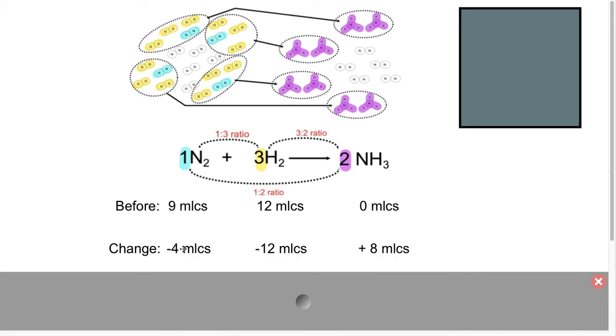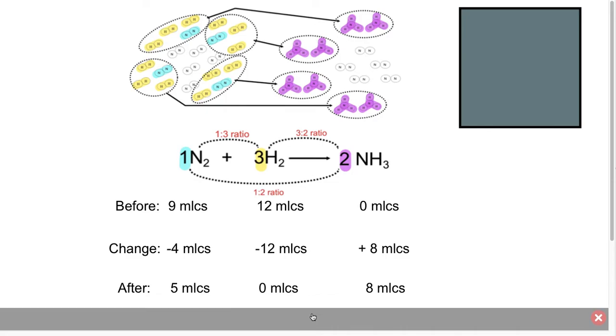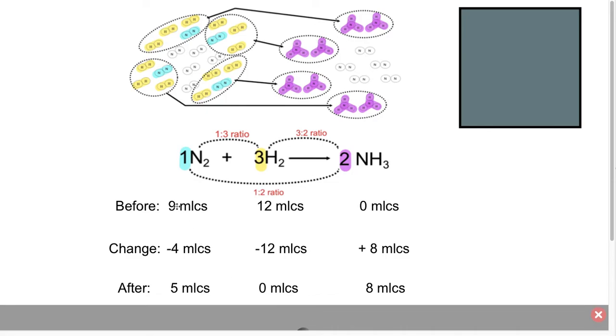It's always going to be subtracted on the left-hand side for my change. It's always going to be a plus sign for my right side because we're using up the reactants in order to form the molecules or atoms on the right-hand side. Our after becomes a math problem. 9 minus 4 equals 5. 12 minus 12 equals 0. And 0 plus 8 is 8.